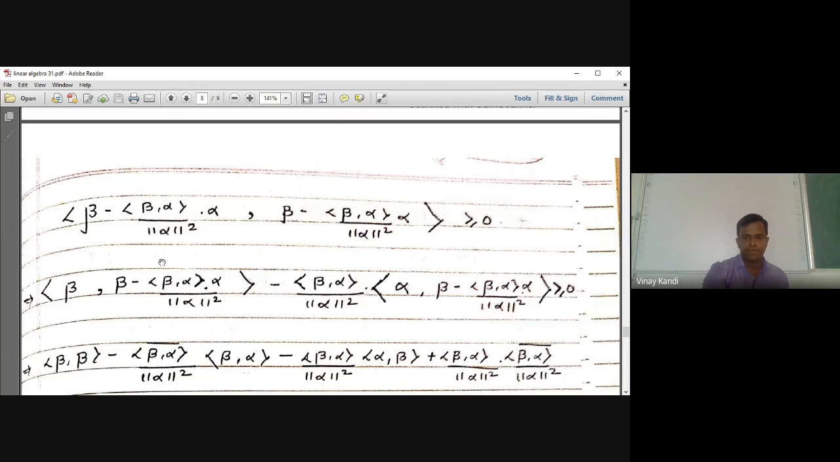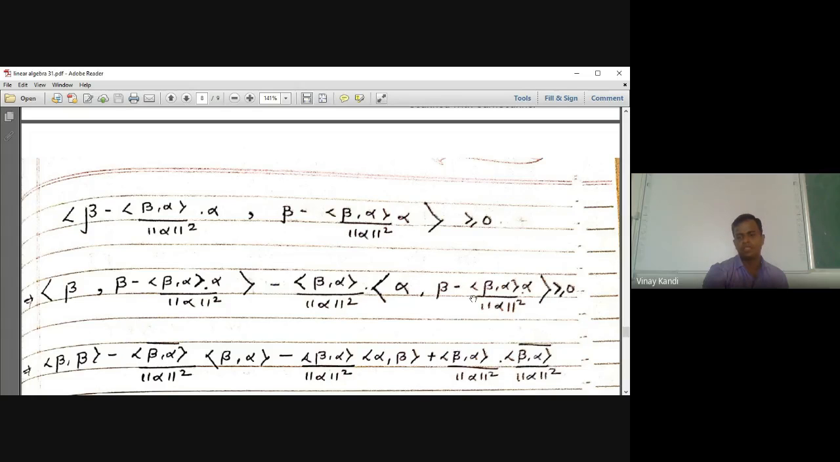Okay, so by the linearity property of inner product space, we write beta here and this vector beta minus the inner product of beta alpha into alpha upon norm alpha square. This minus term here is the scalar value, not a vector. What is the scalar? The inner product of beta alpha upon norm alpha square, into the inner product of alpha beta. This alpha is present here. Then this whole vector comes as it is.